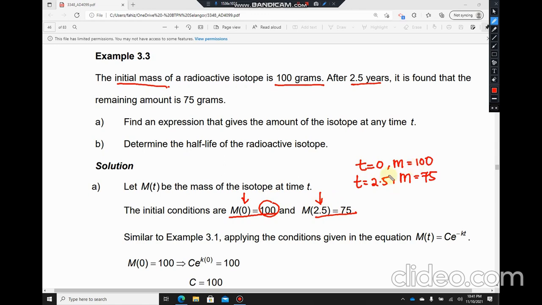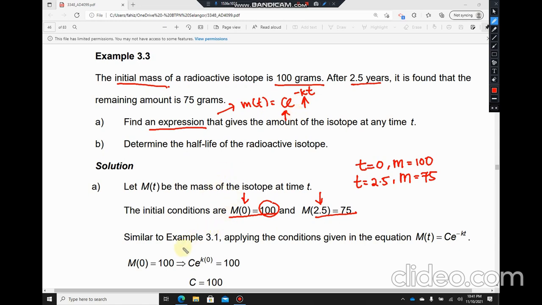Find an expression that give the amount of the isotope at any time. Okay, kat sini dia just nak expression. Maksudnya dia nak equation lah, mathematical expression. Maksudnya yang dalam nilai yang ni, MT equals to CE negative KT. So you need to find the value of C and K here.